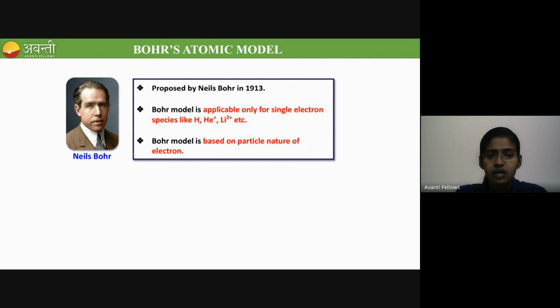In hydrogen, we have only one electron, right? And in helium plus also, atomic number for helium is 2, and it has lost one electron, so the number of electrons here also is 1. And in case of lithium 2 plus also, the atomic number of lithium is 3, and it has lost 2 electrons. So the remaining number of electrons present in it will be 1. And for hydrogen also, the atomic number is 1, number of electron is 1. So this model is applicable to single electron species like this.